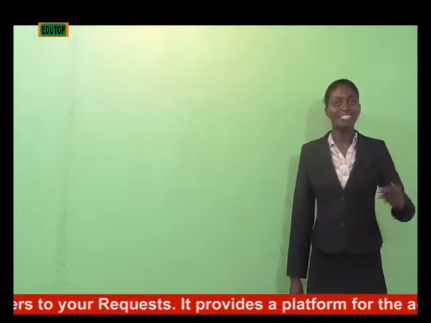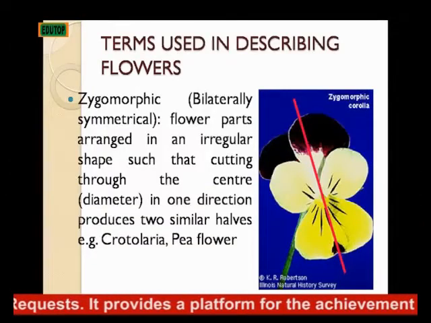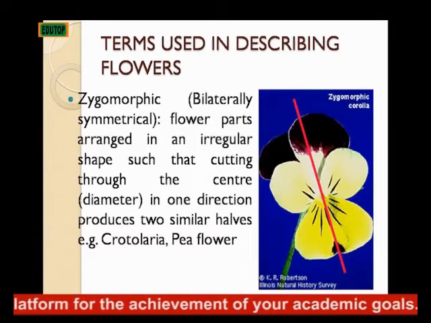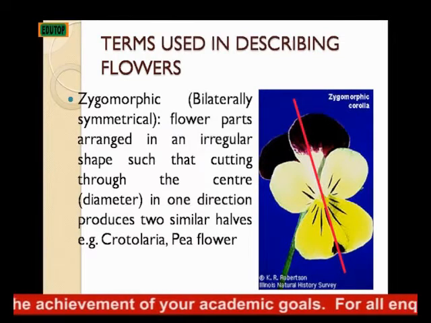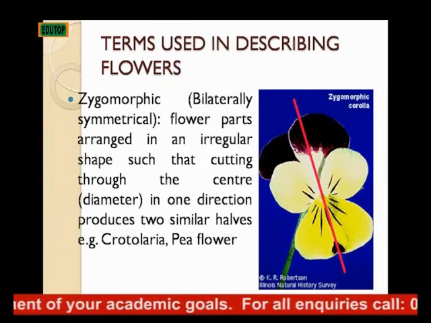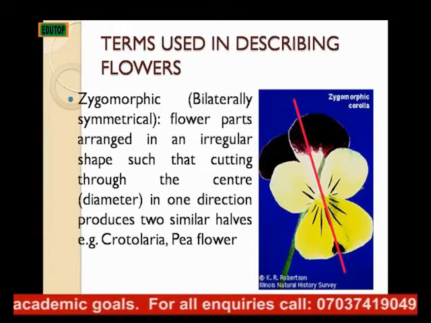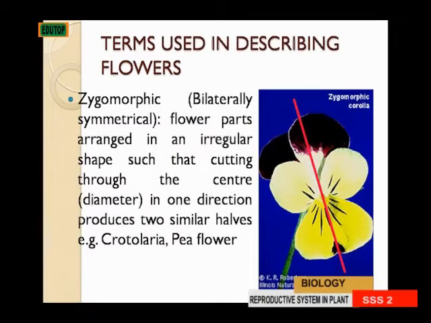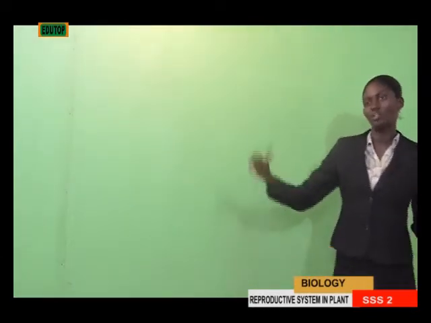Then you say a flower is zygomorphic, or bilaterally symmetrical, when the flower parts are arranged in an irregular shape, such that when you cut through the center, it produces 2 similar halves in only one direction. You can't cut it through in every direction, as you can with actinomorphic flowers, to have 2 similar halves. It's only in one direction. If you don't cut it through that one direction, then it won't have similar halves. Examples are crotalaria and the pea flower.